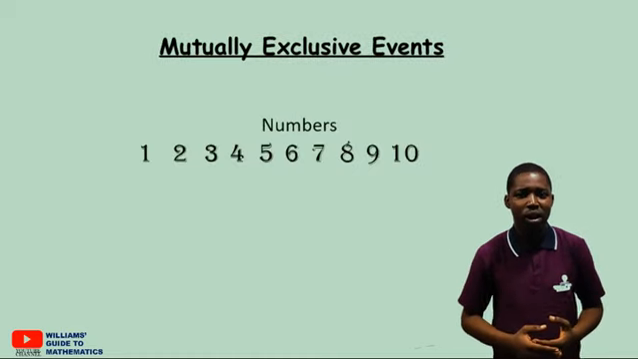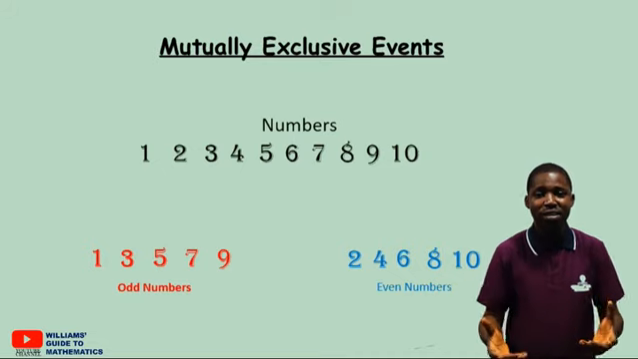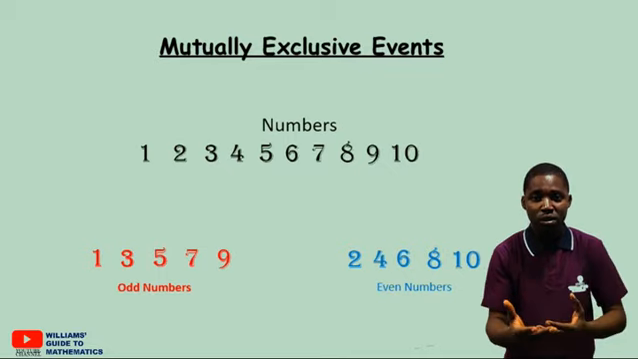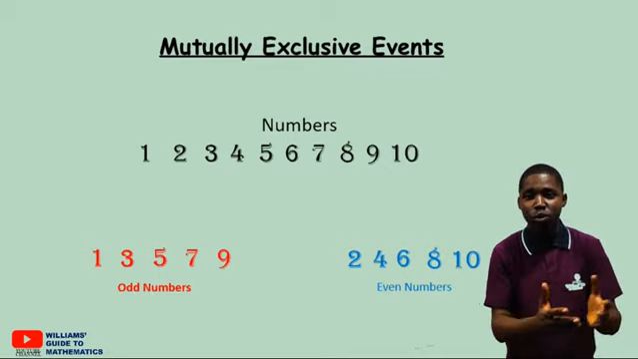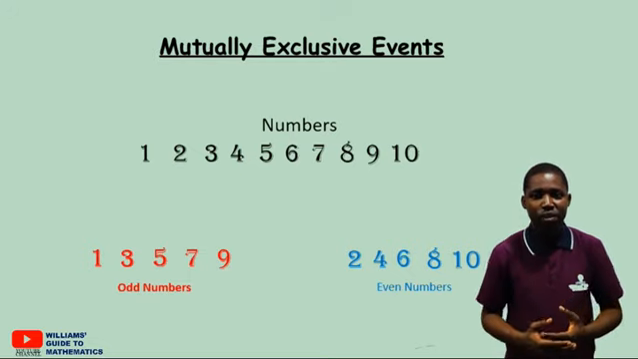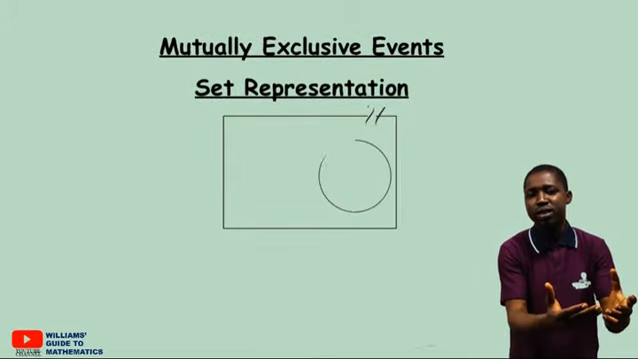Also talking about numbers, I can take even numbers and odd numbers to be mutually exclusive events because they have nothing in common, but they are both numbers. They are both numbers, take them to be mutual. They have nothing in common, take them to be what? Exclusive.